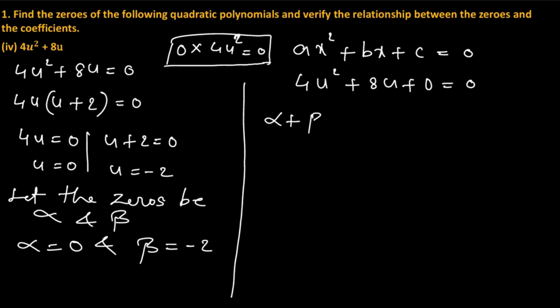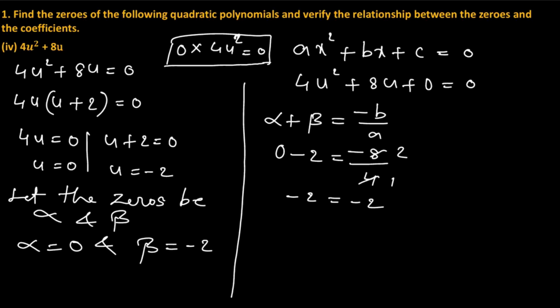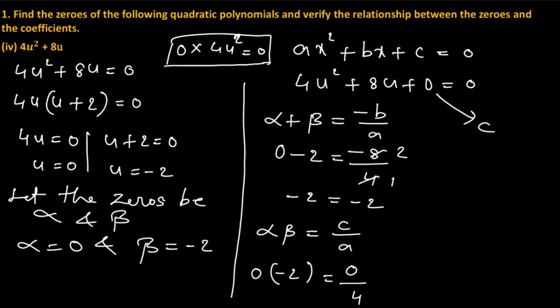Sum of the roots alpha plus beta is equal to minus b by a. Alpha plus beta, so 0 minus 2 is equal to minus 8 divided by 4, which is minus 2. Minus 2 is equal to minus 2. Now, product of the roots alpha into beta is equal to c divided by a. 0 into minus 2 is equal to 0. C is 0; this is our c. No constant, so keep 0. 0 divided by anything will be 0. So 0 is equal to 0. Hence proved. Both are verified.